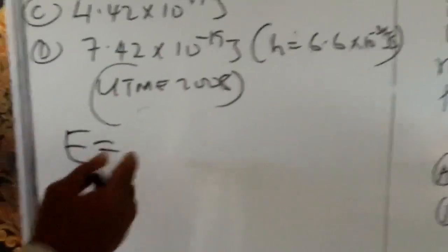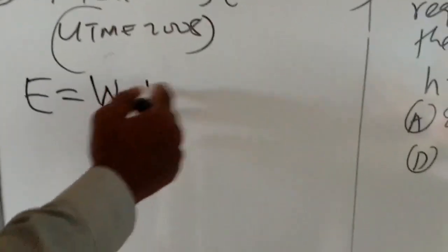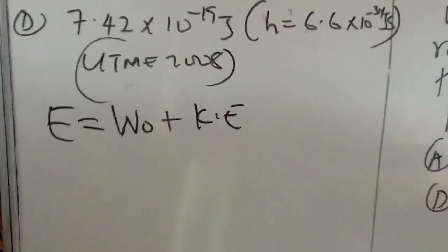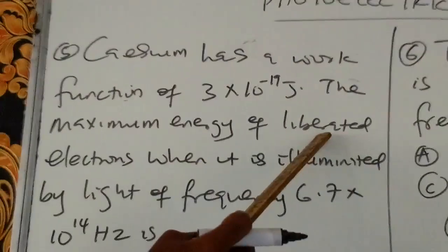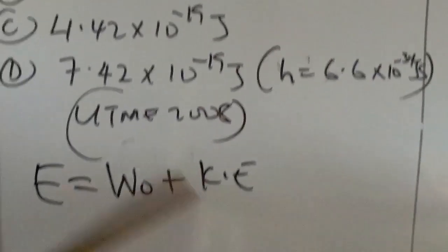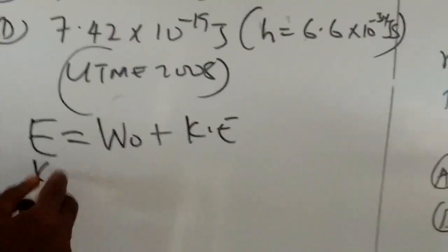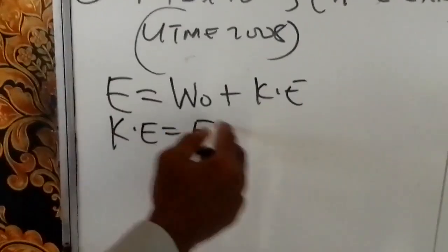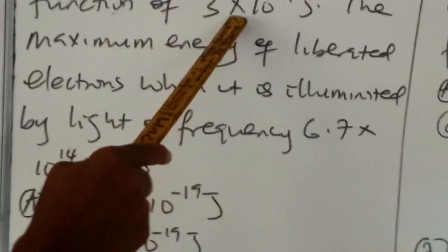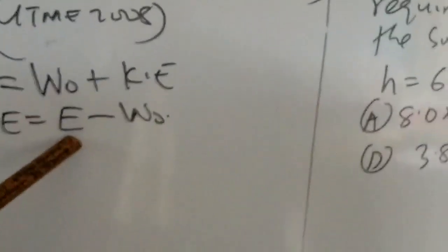We know that energy of photon, or energy of the radiation, is given by work function plus kinetic energy. And we're looking for the maximum energy of the liberated electrons. When the electrons are liberated, they will possess what we call the kinetic energy. So our KE is what we're looking for. It will now become energy of photons minus work function. In this question, we're already given the work function.